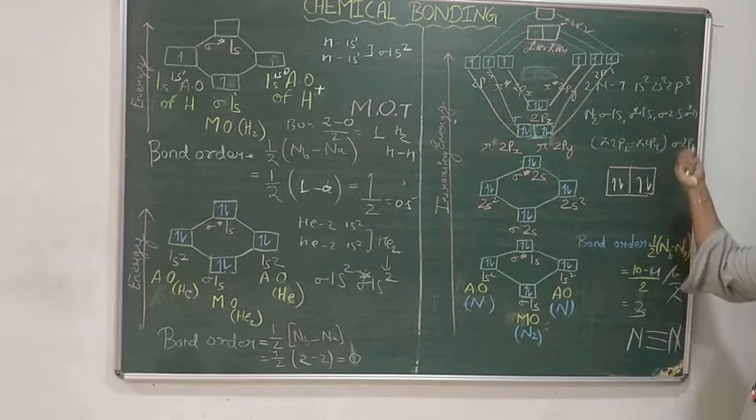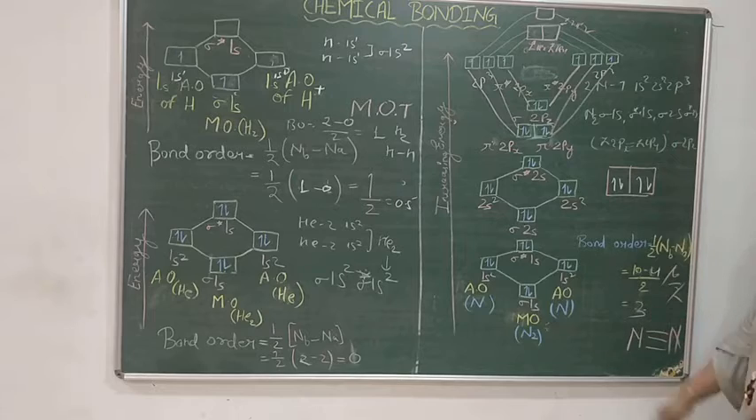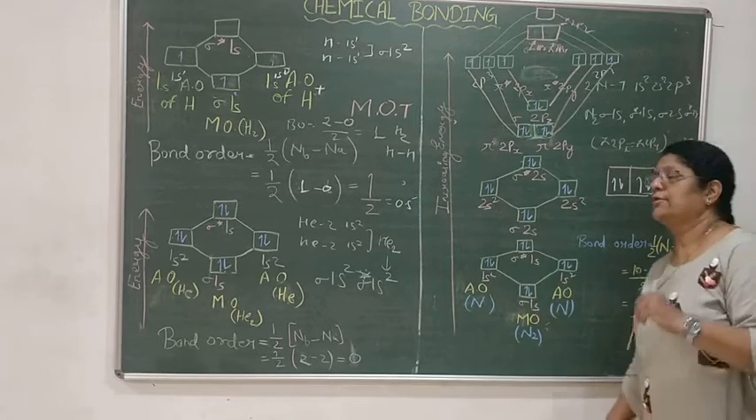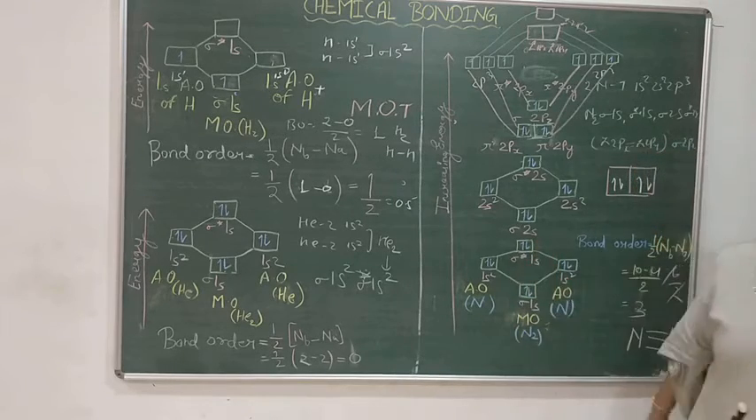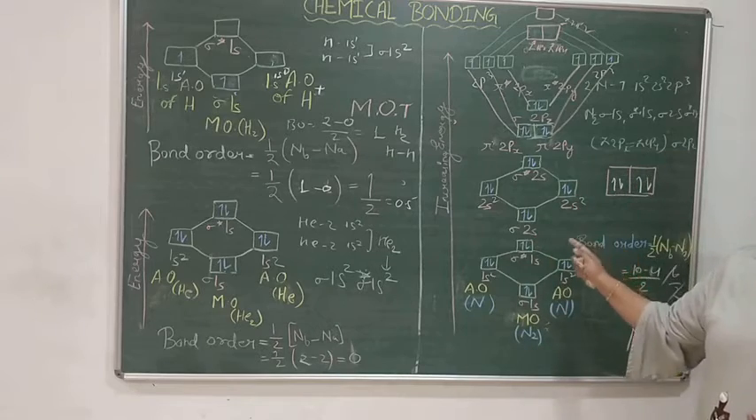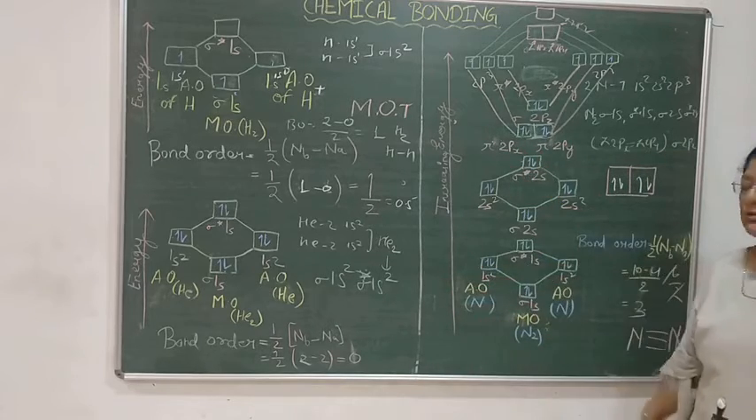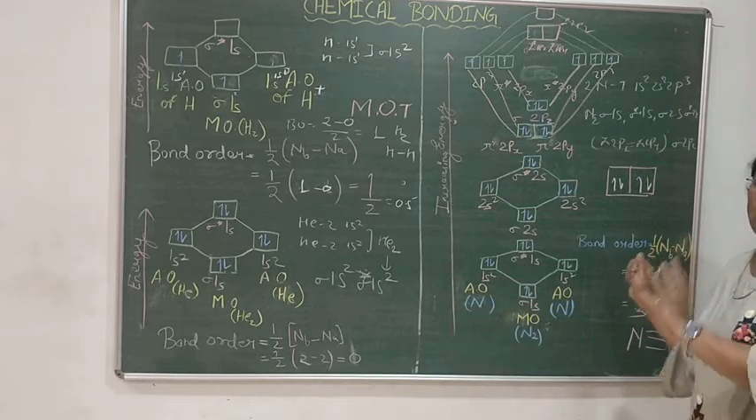So this is the molecular orbital diagram of nitrogen. Your homework is to form the molecular orbital diagram of oxygen. Only these are very important. Just make a proper molecular orbital diagram.